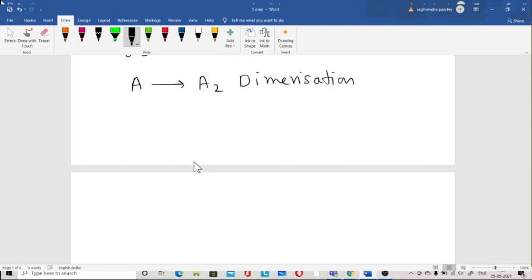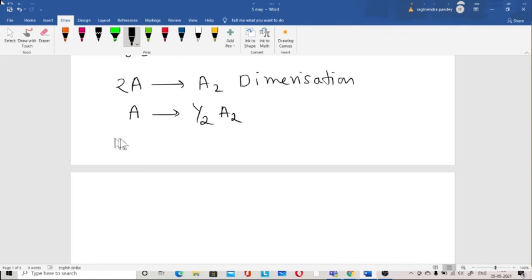So what I was telling, yeah, this is your dimerization, because 2 are there, so dimer, polymer, like that. So 2A is giving this single entity. Now I can also write this equation as A gives half A2. Are you getting this one?